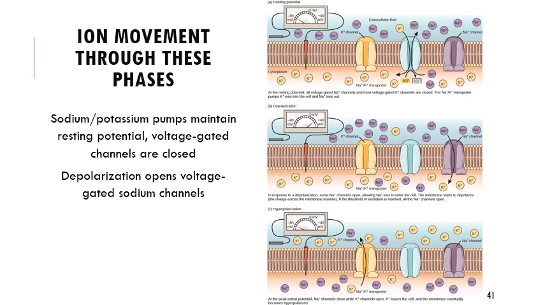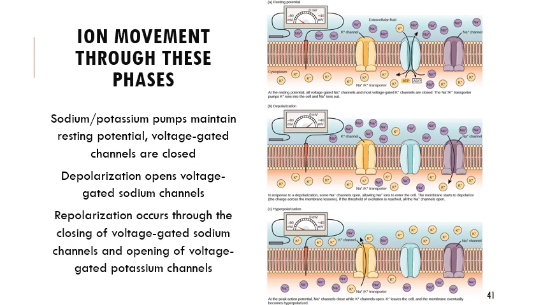The sodium-potassium pumps are no longer working, because there's no point in spending energy to fight this process. So we have sodium rushing into the cell, and then that's going to peak at a certain point. The channel is going to close, and around that time, the potassium channels are going to open. So repolarization occurs, voltage-gated sodium channels are closed, voltage-gated potassium channels are open. We have hyperpolarization happening, and then the sodium-potassium pump starts working again to restore the balance.